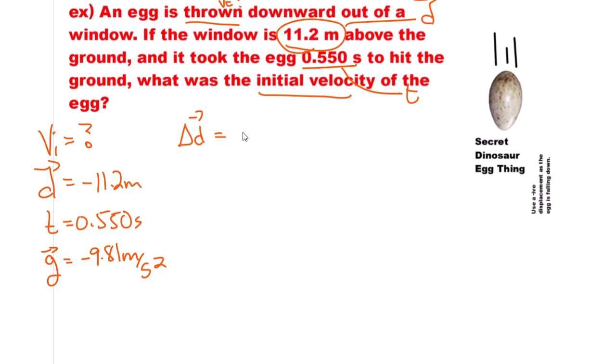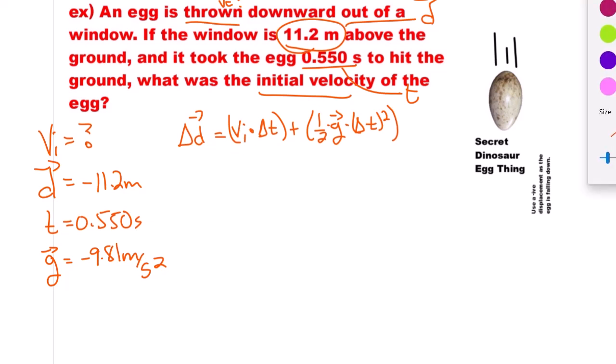So my delta D is going to equal my initial velocity times my change in time plus 1/2 times acceleration due to gravity times my change in time squared. What I'm looking for here is my initial velocity, so I have to get that by itself. That means I've got a whole bunch of stuff that I have to clear out and get to the other side of the equation. So let's start with this big term.